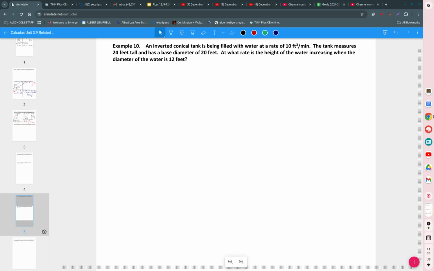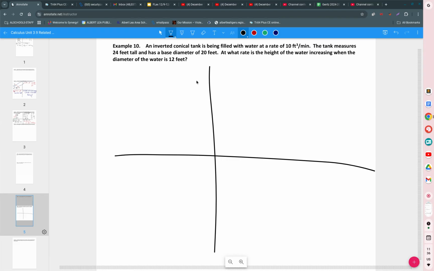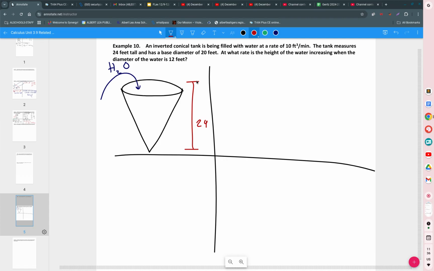So we've said related rates enough now. You know that this unit is about related rates. And so in our related rates of change, an inverted conical tank, inverted means upside down, we are filling it with none other than H2O, which to the common folk is water, or Spanish people, agua. And what we know is that this tank currently measures 24 feet tall. And it measures 20 feet wide.